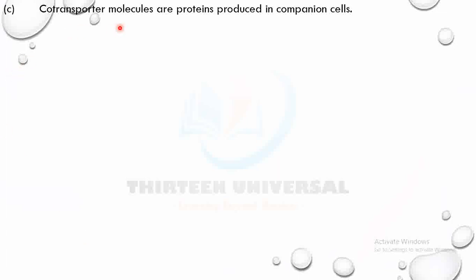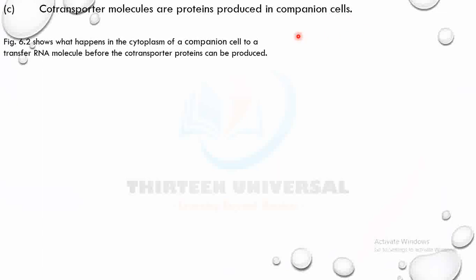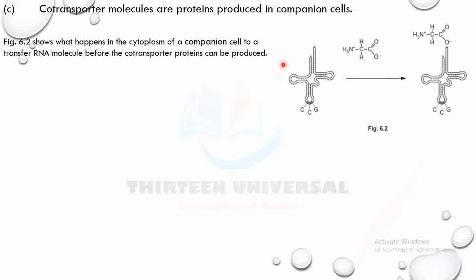It says co-transporter molecules are proteins produced in companion cells. So they are made in companion cells. The figure shows what happens in the cytoplasm of companion cells to a transfer RNA molecule before the co-transporter protein can be produced. So this is a transfer RNA molecule. The CCCG is the anticodon. It has two sites, the anticodon and the CCA site, which is where the amino acid is attached. Can you see the amino acid attached to this?